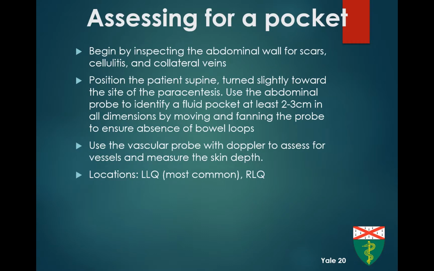It is important to assess for a pocket prior to performing a paracentesis. The patient should be positioned in the supine position, turned towards the site of the paracentesis. The abdominal wall should be assessed for cellulitis, scar, and vasculature. Using the abdominal probe, a fluid pocket at least 2 cm in depth and all dimensions should be identified. Afterwards, the vascular probe should be used to assess the vasculature and measure skin depth.